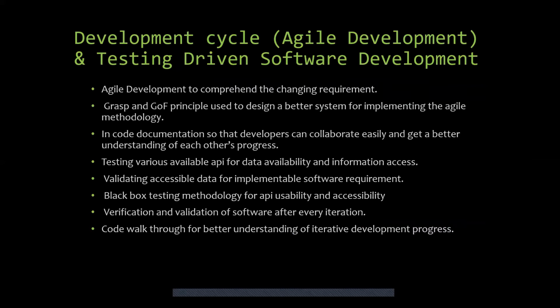We use the agile development methodology and also the test-driven methodology. We tested various available APIs for data availability and information access. The code was properly documented so that the team can collaborate easily. We use the GRASP GUI principles for better designing the system so that the agile modeling methodology can be implemented effectively. Verification and validation of code and code walkthroughs helped to maintain the code standards.